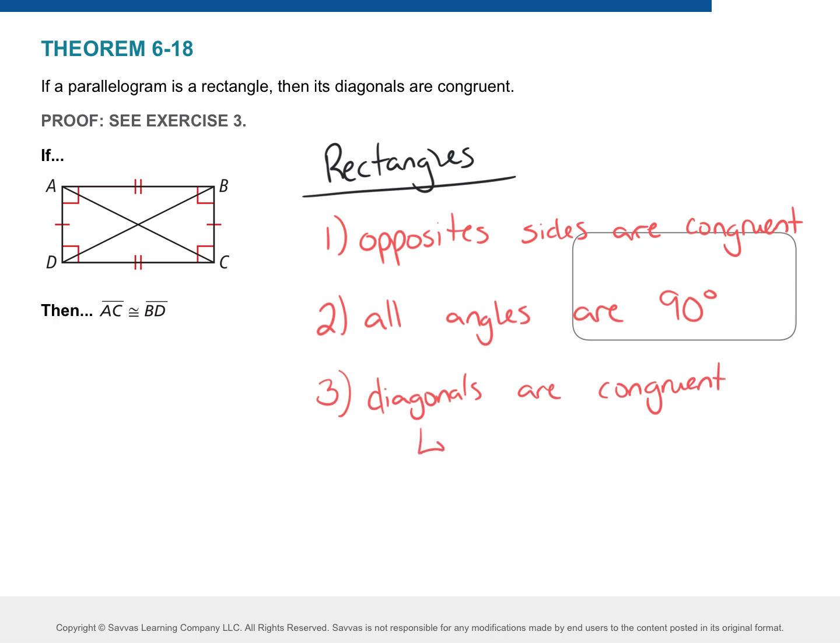This also means they can bisect each other. Okay, diagonals are congruent and they bisect each other. Looking at those diagonals, can I call them angle bisectors in rectangles? Nope, they are not angle bisectors. Can I call them perpendicular bisectors? Why not? They don't make a 90-degree angle. Yep, so rectangles are not angle bisectors or perpendicular bisectors. So for rectangles, opposite sides are congruent, all angles are 90 degrees, and the diagonals are congruent and bisect each other. Okay, squares.